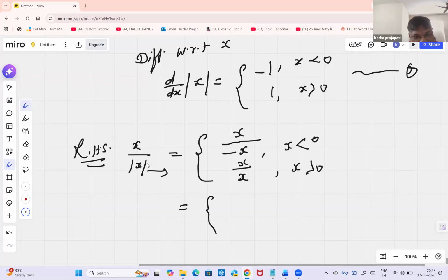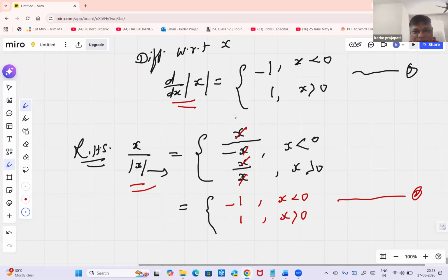Here there is no need of doing differentiation. This x and x will cancel out and this will become minus 1, when x is less than 0. This x and x will cancel out. This will become 1, and the condition is x is greater than 0. This is equation 2. So see, both my equations are the same, no? LHS is equal to RHS or not? The value of this and the value of this is the same, right?